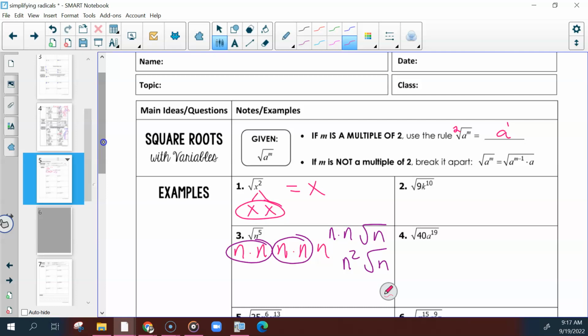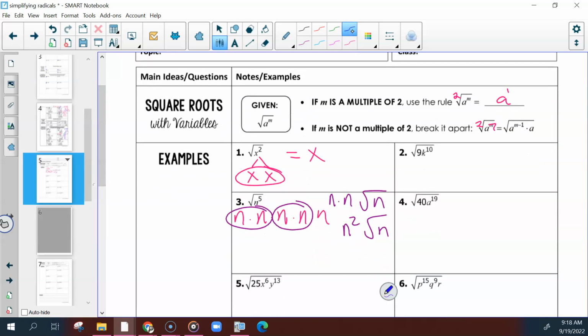If it's not a multiple of 2, it gets a little bit more complex. So instead of doing this, I'm still going to use that same mindset of dividing, but there would be leftovers. Like if this was 7, 2 goes into 7 how many times? 3. So that means I have some a to the 3rd, but the one that's left over would stay inside. So you'll see how that works here in just 1 second.